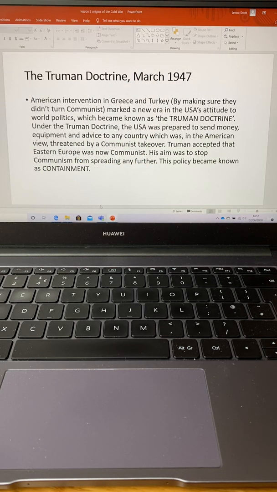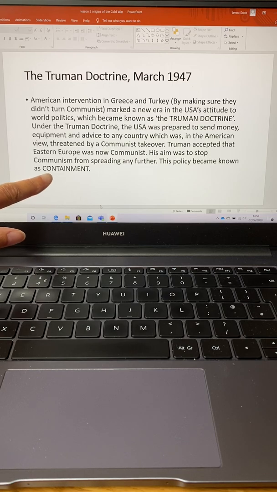Right, now we're going to see something called the Truman Doctrine. So we're now in the year of 1947 and tension is rising. So read through that information. Truman, remember, was the American president. Doctrine means it's his belief, his idea, how he wants kind of like American foreign policy, so American attitudes towards the rest of the world to be run. And clearly the main thing that they are worried about is going to be communism.